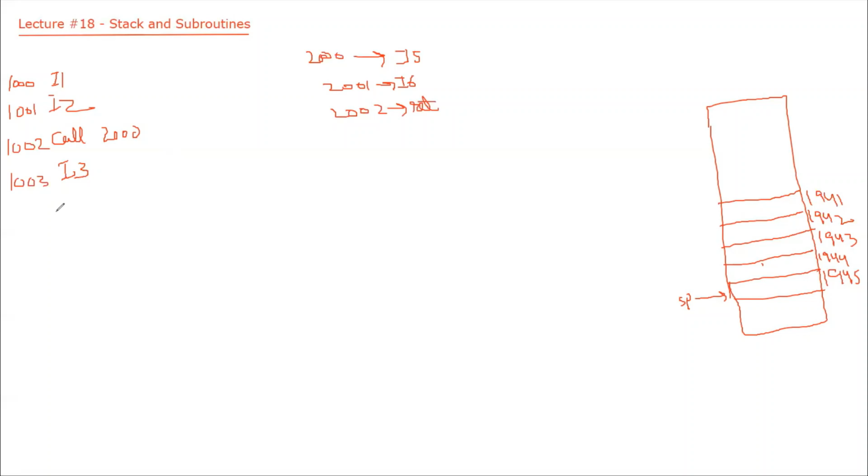Okay. Now let's see what is happening. So our program counter will be initially 1000. So I will get this instruction and make program counter 1001. Okay. So I got this instruction I1, I executed this instruction. Now I have to get the next instruction. The next instruction will be at location 1001. So I will go to 1001 and update it to 1002. So I will go into the memory, get this instruction, I2. I will execute this instruction.